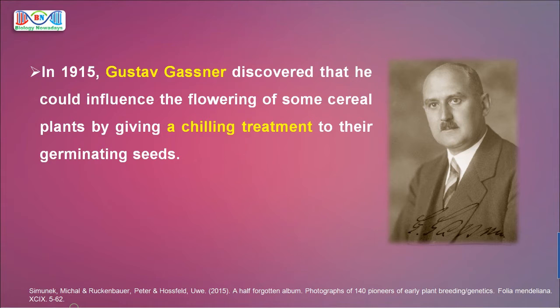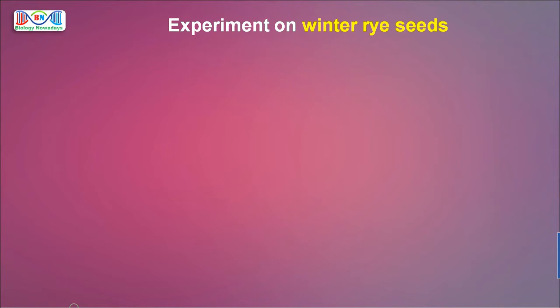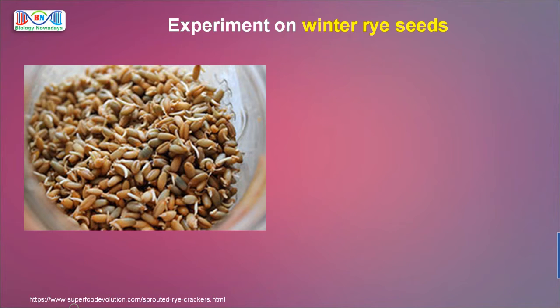What he did was a very simple procedure. He took some imbibed seeds, in other words, water-soaked seeds of the winter variety of the cereal rye. Just like the winter wheat seeds, winter rye seeds are normally sown towards the end of autumn season and harvested in the summer, which means they will take a few more months from sowing to harvest when compared to spring rye varieties.